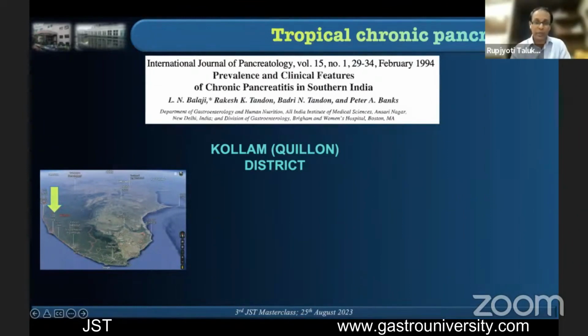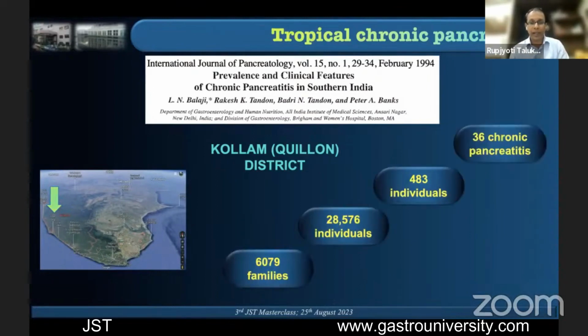Balaji in Kulon district. What they did was they went to the village in the Kulon district, and more than 6,070 families they screened, nearly 30,000 individuals. Out of that, 36 patients were found to have chronic pancreatitis, which was confirmed later on by bringing them back to the hospital and doing other further tests.